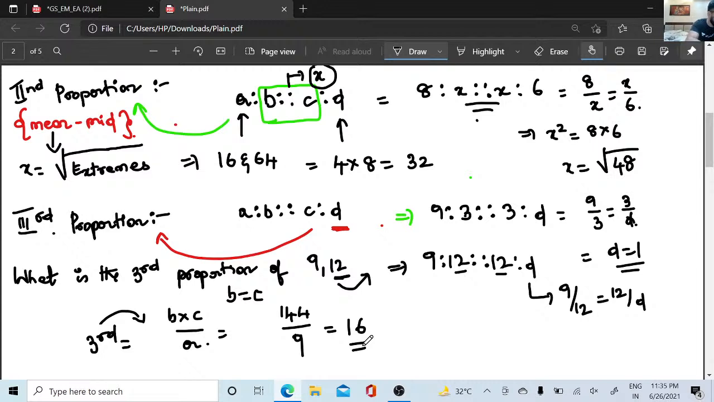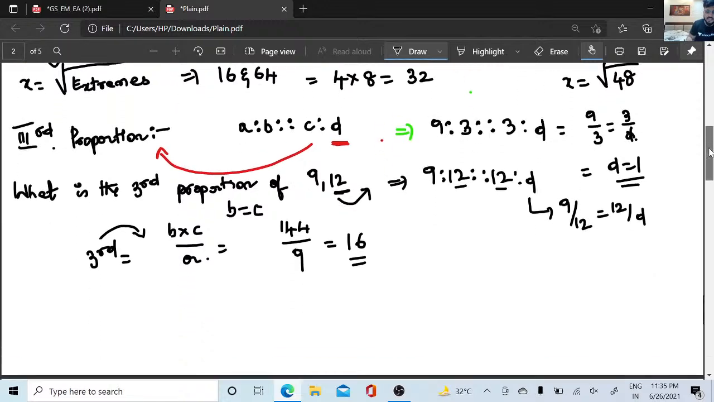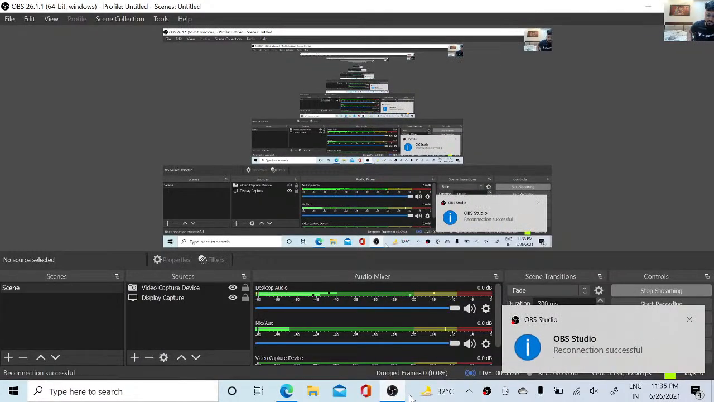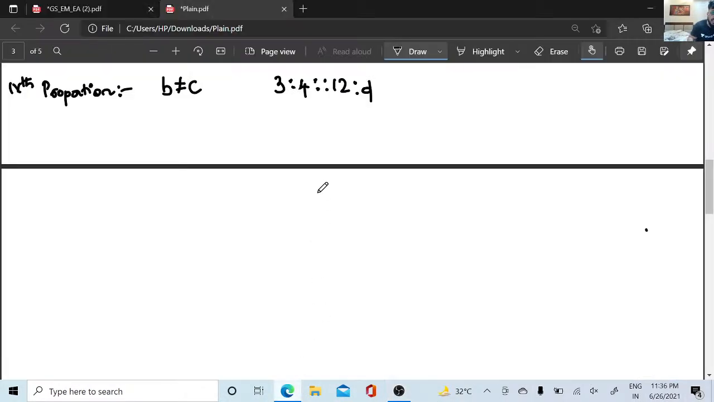And finally, you have something called the fourth proportion. If you get a number 3 is to 4 is to 12 is to d, so here what will be the answer? It is 3 bar 4 is equal to 12 bar d. So what is the value of d? B into c bar a, which is 12 into 4 by 3. 4 fours are 16, that will be the right answer.